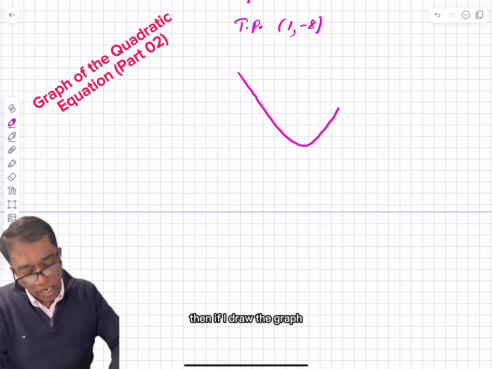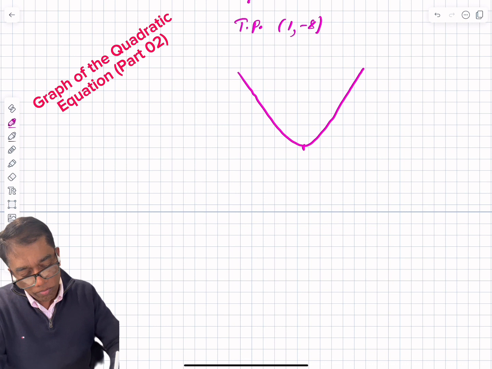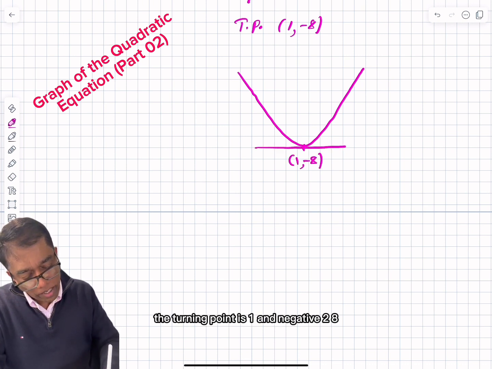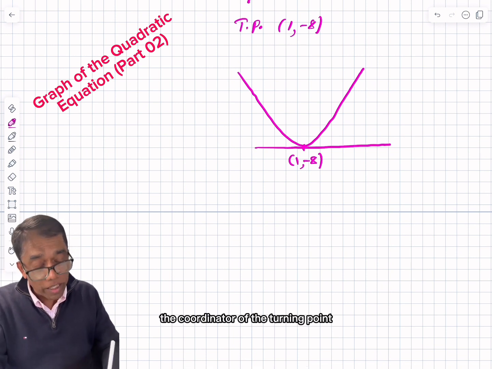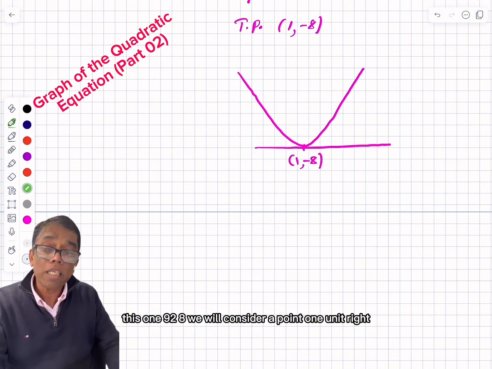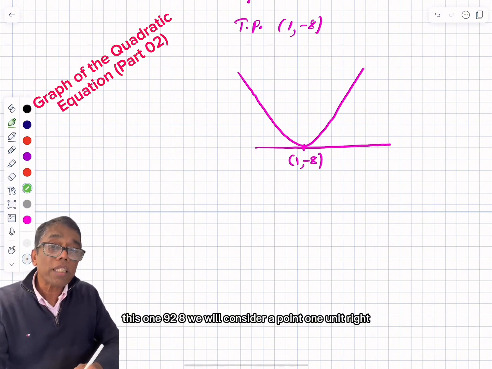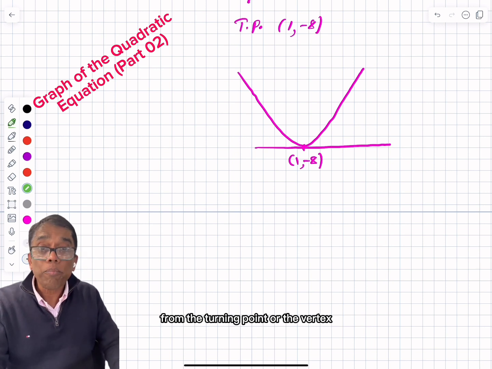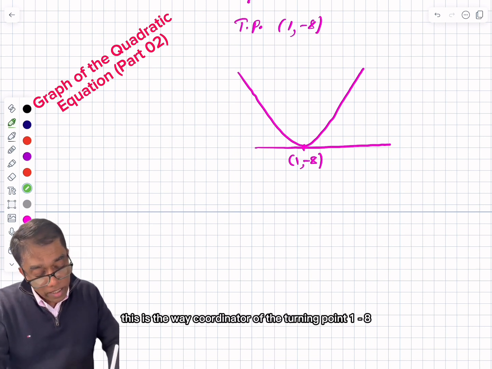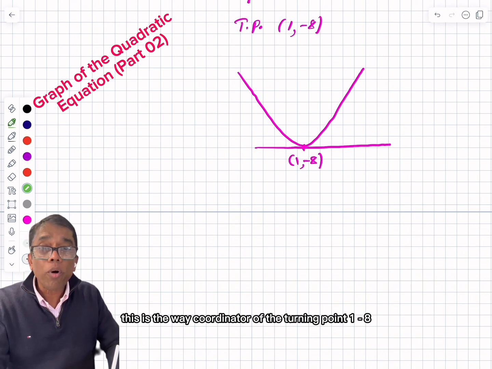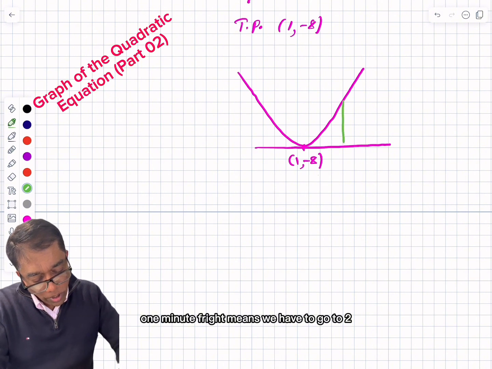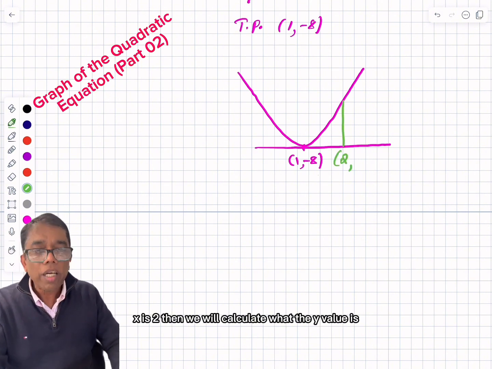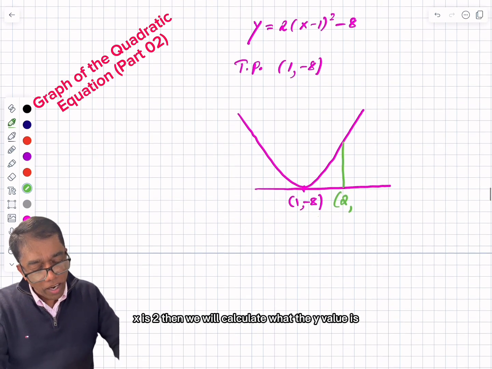Then if I draw the graph, this is the graph. The turning point is 1 and negative 8. The coordinate of the turning point is 1 and negative 8. We will consider a point 1 unit right from the turning point or the vertex. This is the x coordinate of the turning point, 1, and negative 8. 1 unit right means we have to go to 2. x is 2.